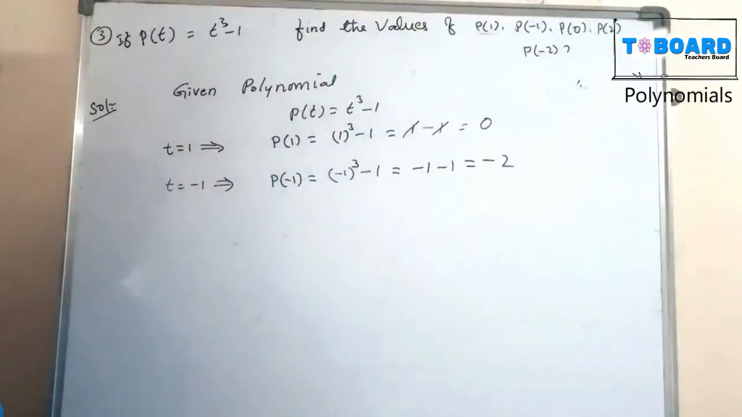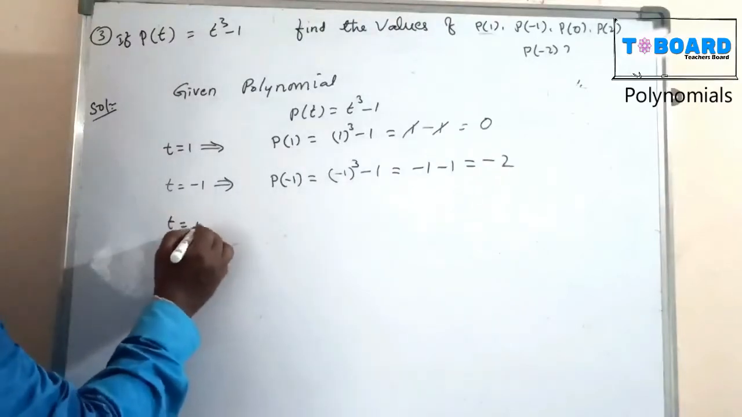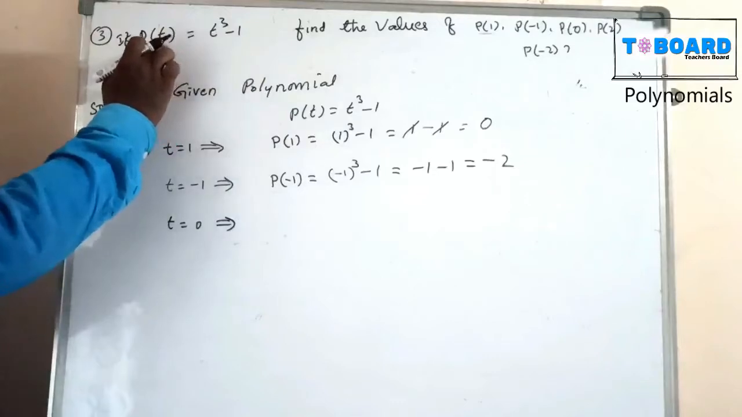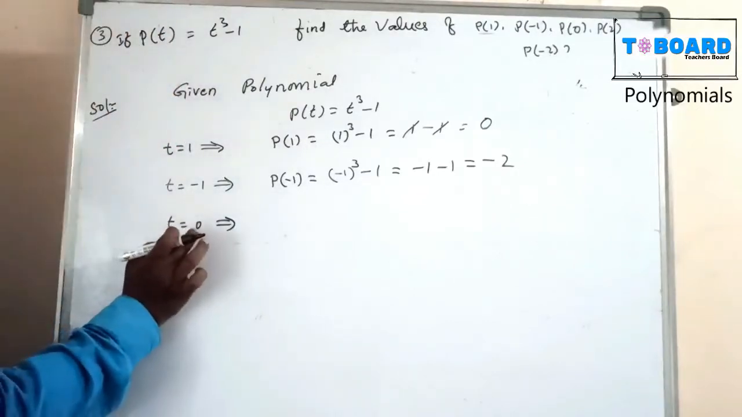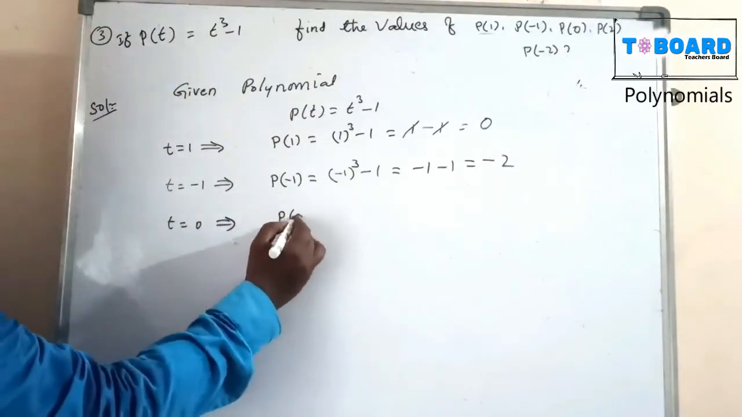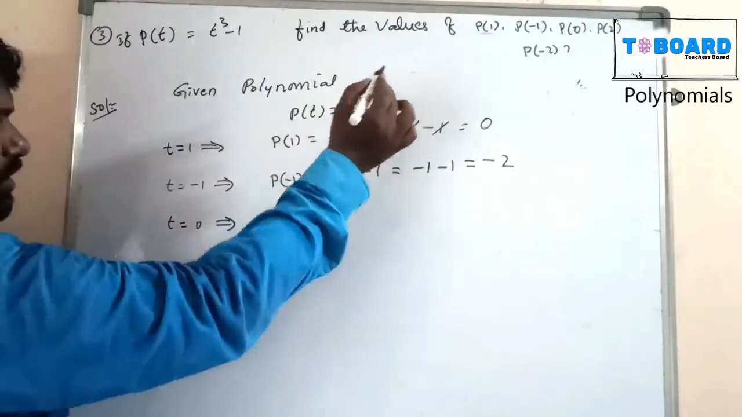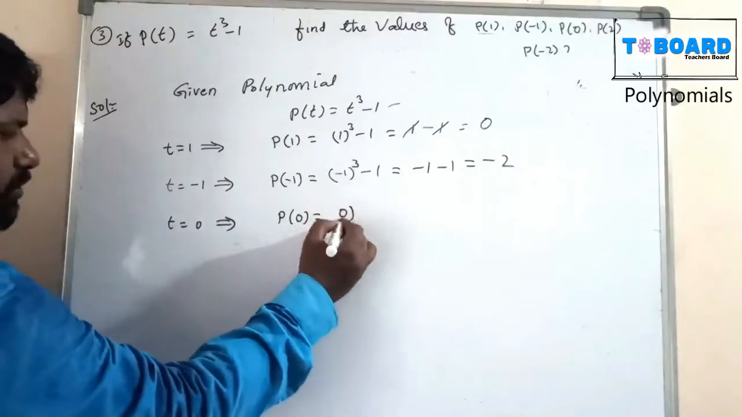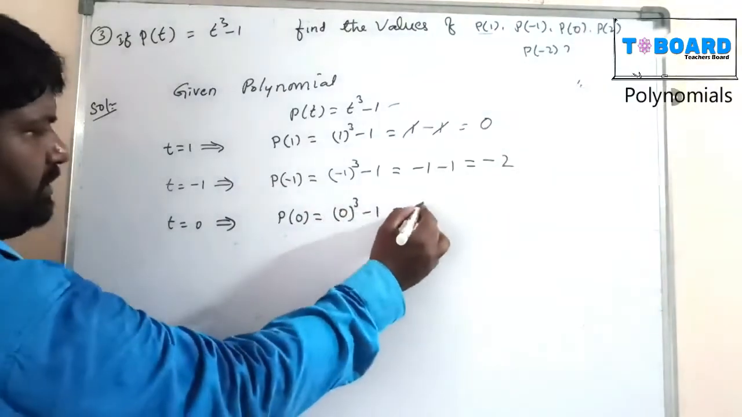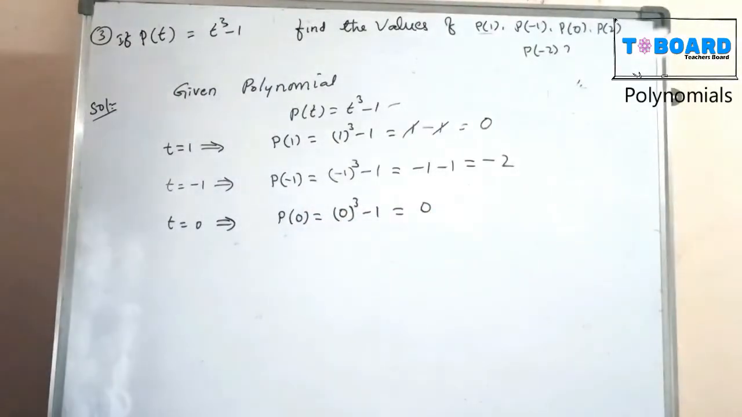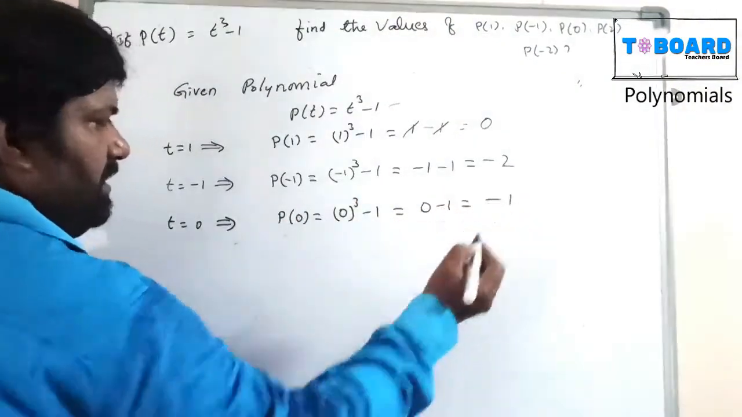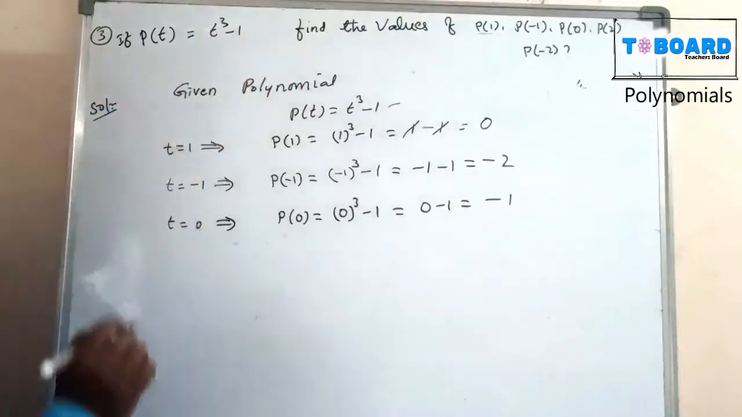Third question, p of 0. P of 0 means t equals 0. Given polynomial in the variable t, then t equals 0. Now given polynomial t cube minus 1, but t equals 0. 0 cube minus 1. 0 cube is 0 into 0 into 0, that is 0. Minus 1. Answer is minus 1.